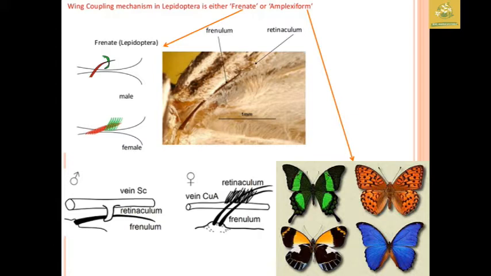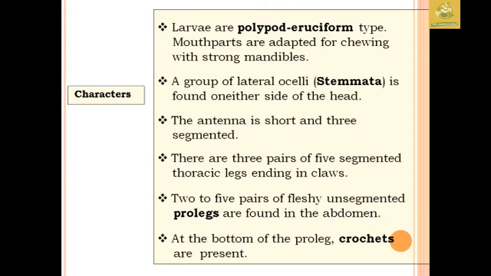I have given the images of frenate as well as reticulate wing coupling. The larvae are said to be polypod eruciform type, and the mouthparts are adapted for chewing, with strong mandibles present. A small group of lateral ocelli, which are simple eyes, is found on either side of the head in these insects.